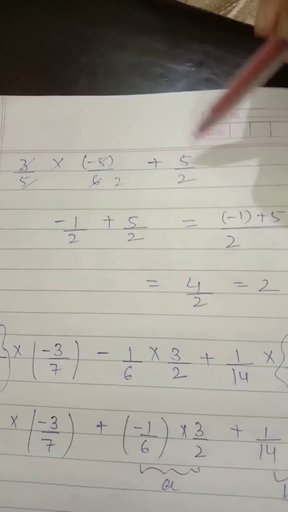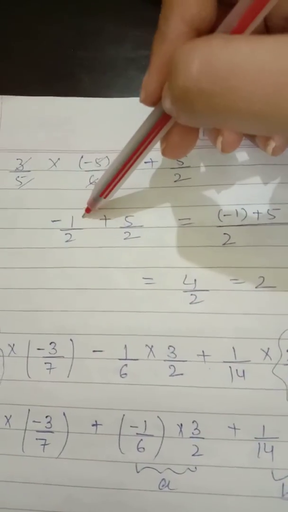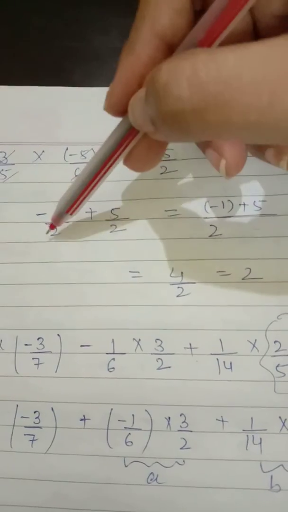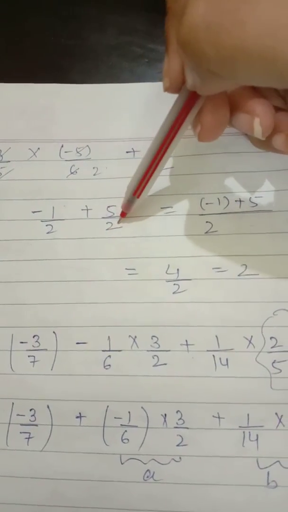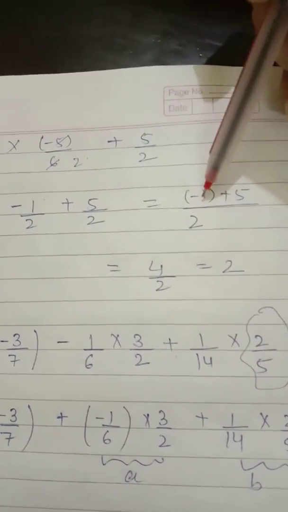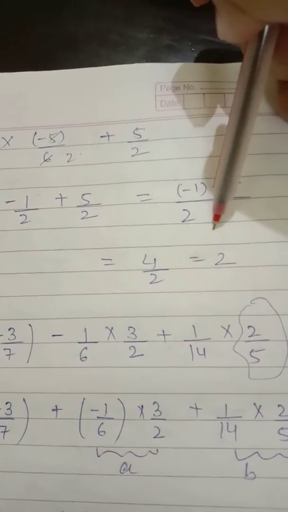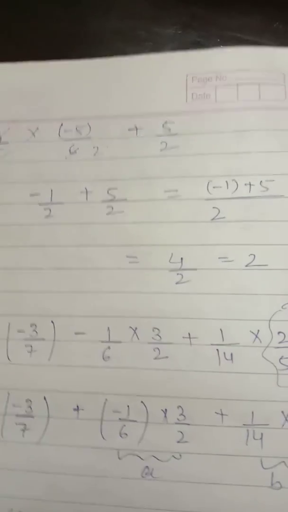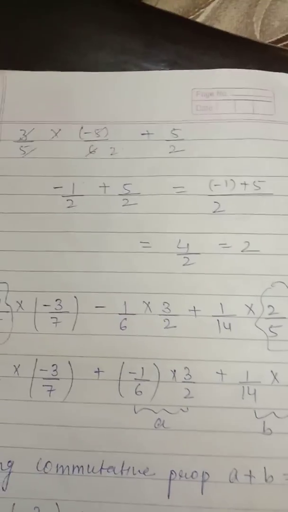Now in the next step I will get 3 by 5 into -5 by 6 plus 5 by 2. So now when you solve this, you will get -1 by 2 plus 5 by 2. Now this is the case where the denominators are same. So I write -1 plus 5 upon 2, which is 4 by 2 is equals to 2. So that is how we solve the first question, first part.